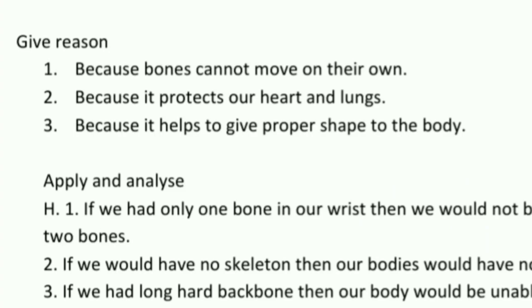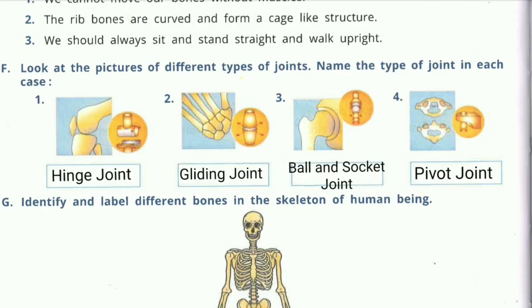Now we have some pictures of joints. So let's name them. See, number 1 is hinge joint. Number 2 is gliding joint. Number 3 is ball and socket joint. And number 4 is pivot joint. So these are the joints and the diagram is given. So you have to learn it.